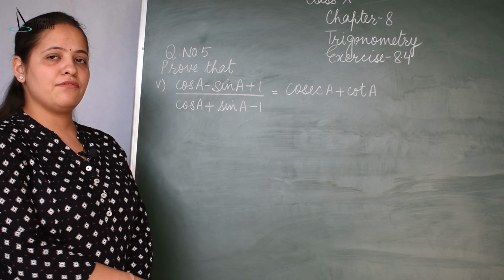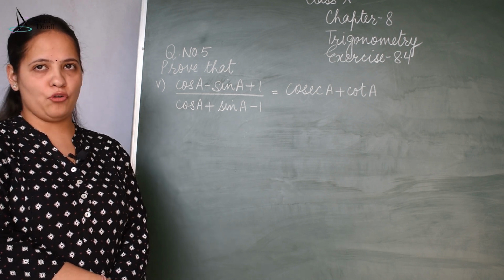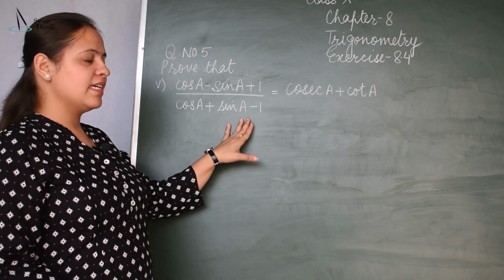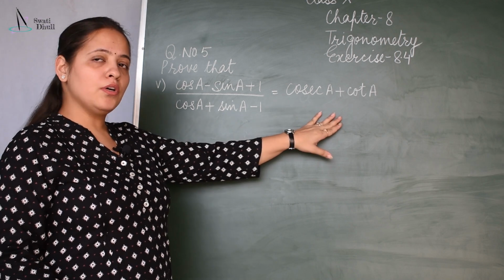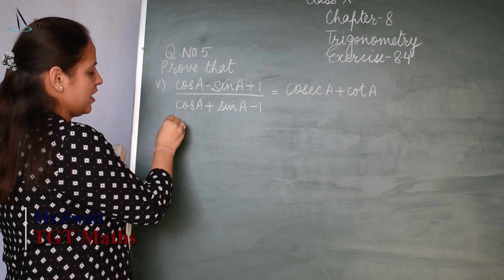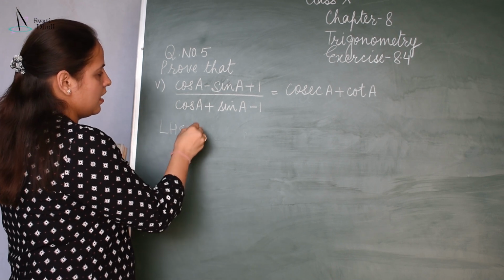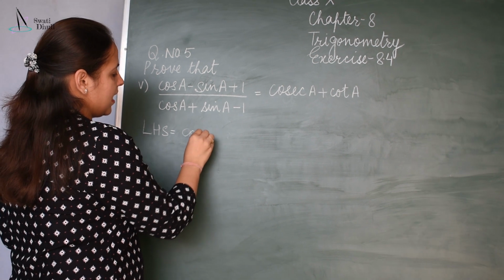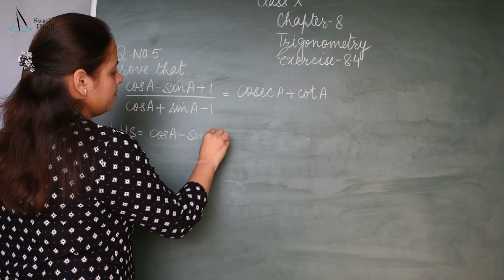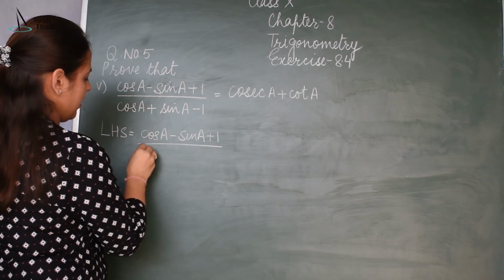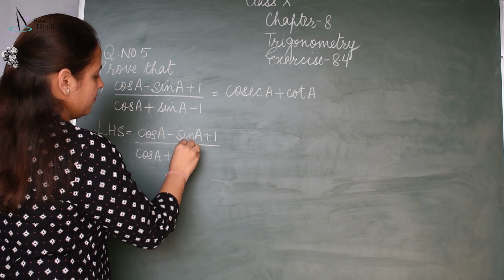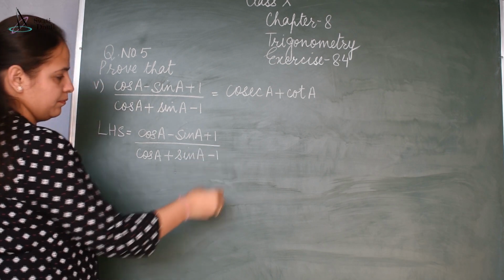Question number 5 of exercise 8.4, fifth part. Now we need to prove that this is equal to this. So how can we prove it? First of all, we'll take the left hand side. So it is (cos A minus sin A plus 1) divided by (cos A plus sin A minus 1).